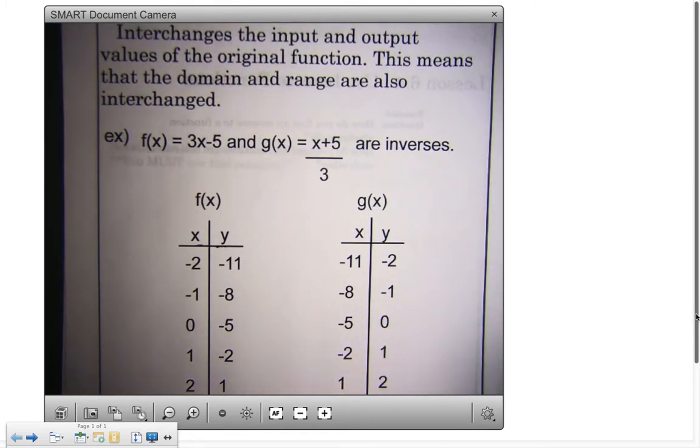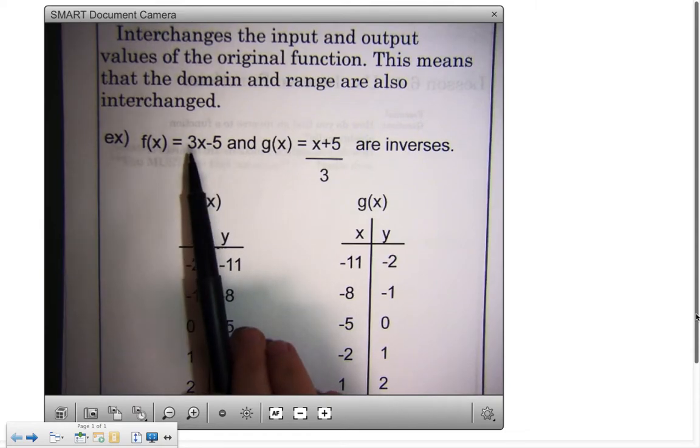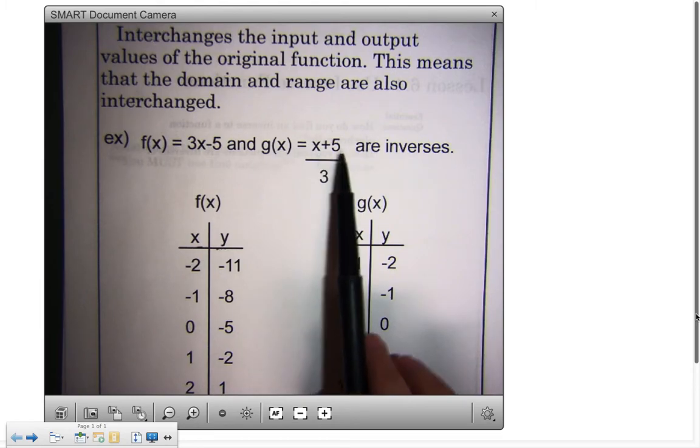If you look at the two functions, notice the first function, we're subtracting 5 and multiplying by 3. In the second function, we're doing the exact opposite. We're adding 5 and dividing by 3.